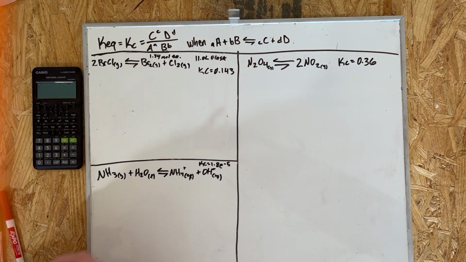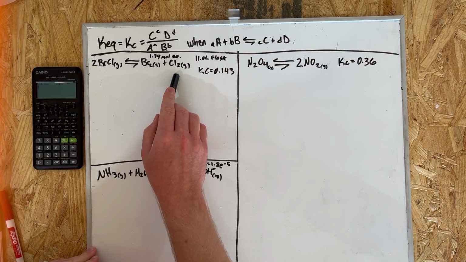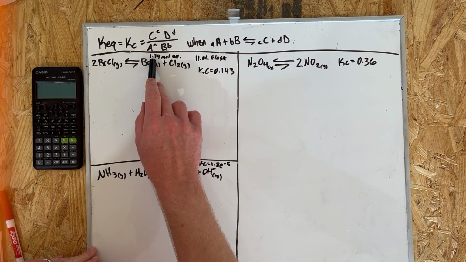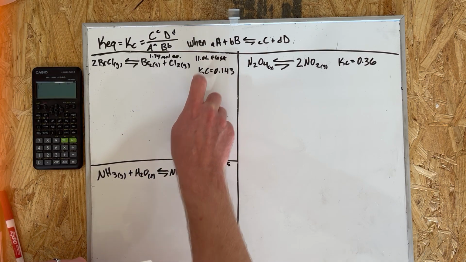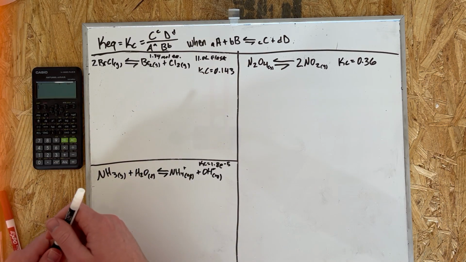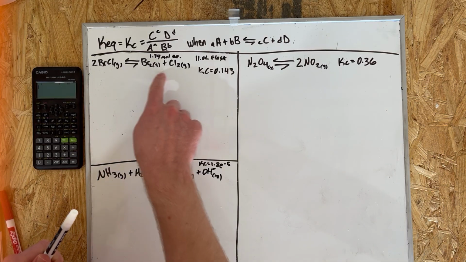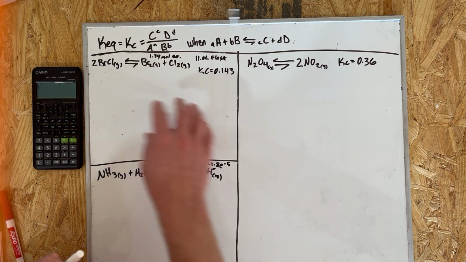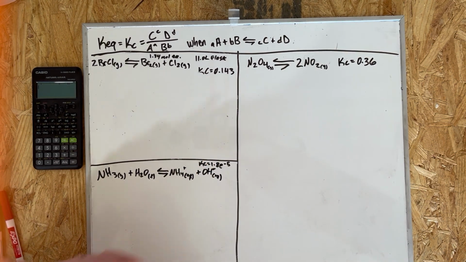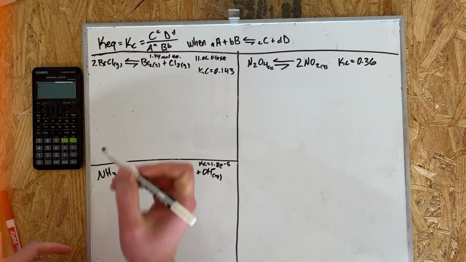So the first example we'll work here. This is the equation that we're given, and we're told that 1.34 moles of each of the products is added to an 11-liter flask. This is our Kc value that we're given, and we are going to calculate the equilibrium concentration of each of these. So I'll work this problem, and then I'll work a couple more. This will be a little bit longer of a video, but just put me at 2 times speed and it'll go a little bit quicker.